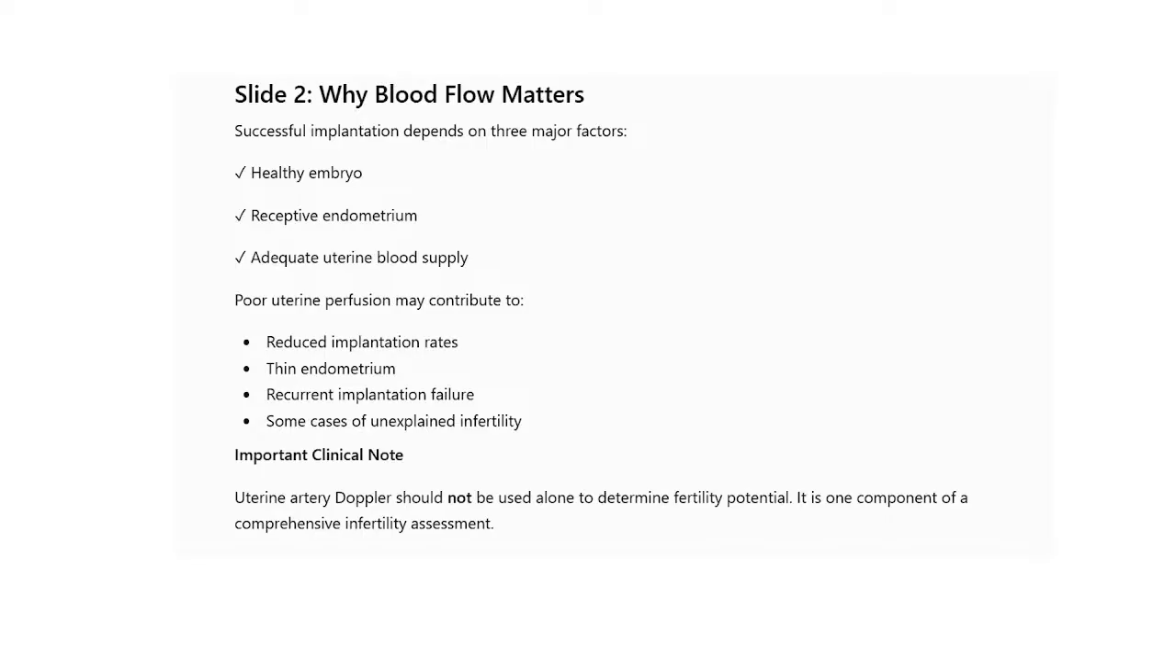So now, why blood flow matters? Successful implantation depends on three major factors, which are a healthy embryo, a receptive endometrium, and adequate uterine blood supply. Poor uterine perfusion may contribute to reduced implantation rates, thin endometrium, recurrent implantation failure, and some cases of unexplained infertility.